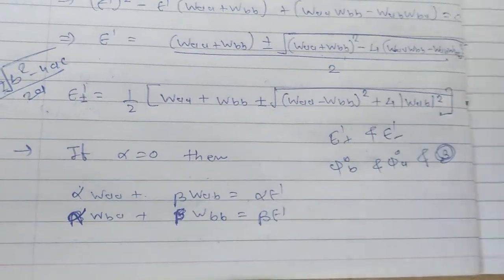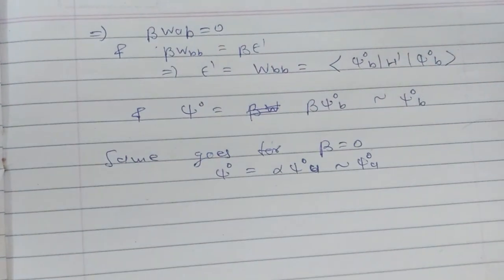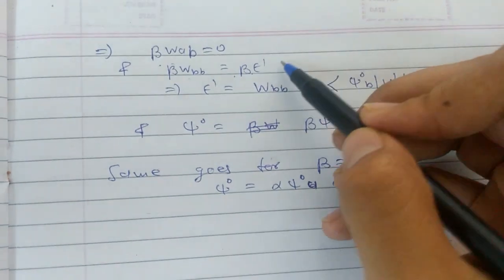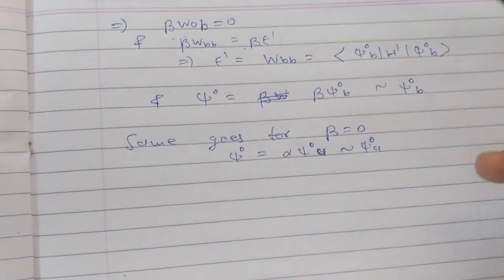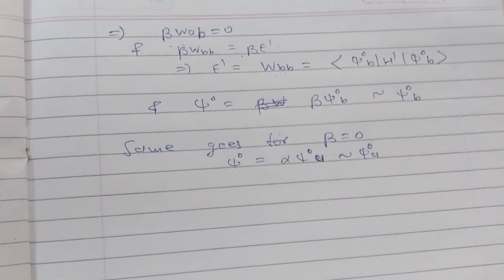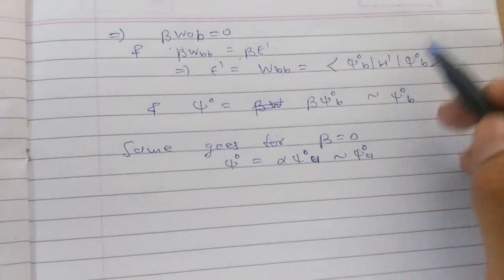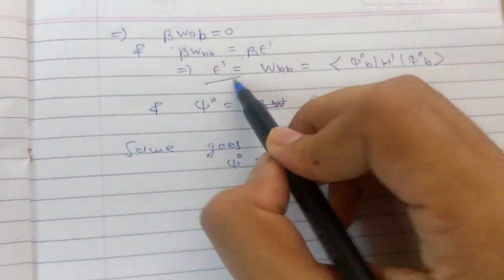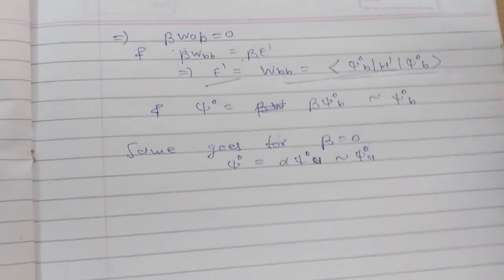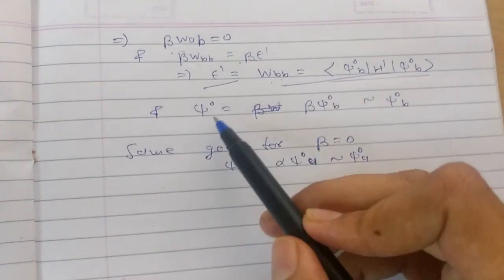Then from these two equations, just put alpha is equal to 0. So the first equation will be beta WAB is equal to 0, and the second equation will be beta WBB is equal to beta E1. And so E1 is equal to WBB. What is WBB? It is the inner product of psi naught B and psi naught B with the perturbed Hamiltonian H1. So this basically tells us that this is the first order energy correction of the unperturbed theory.